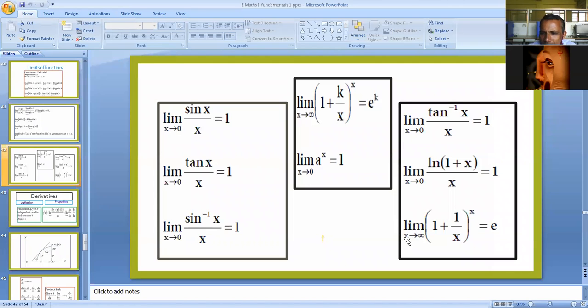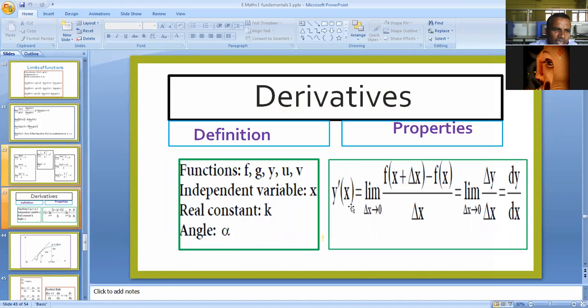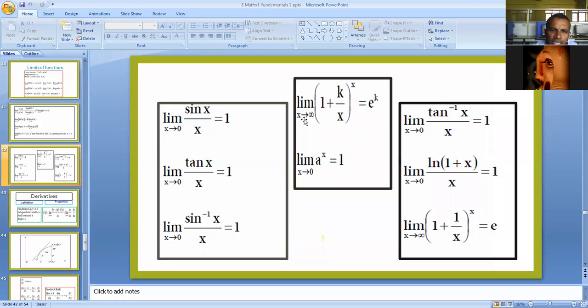Then next what? Limit as x tends to infinity of (1 plus 1 by x) raised to x. It is exponential e. Okay? हा काय असेल exponential e. So these are the types of results in the limit. Okay? Limit of functions. Okay? See here. The next.